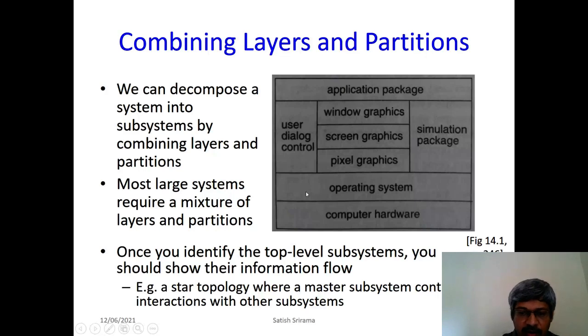Once you identify these top-level subsystems, you should also show their information flow, that is, how different subsystems are communicating. It can be based on several things. For example, there can be a pipeline where information comes into one subsystem, then goes to the next one, then the next one. Alternatively, there can be a star topology where a master subsystem controls all the interactions with other subsystems. So different types of information flow are possible once you build these subsystems.